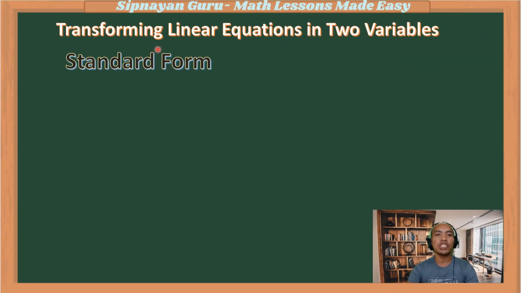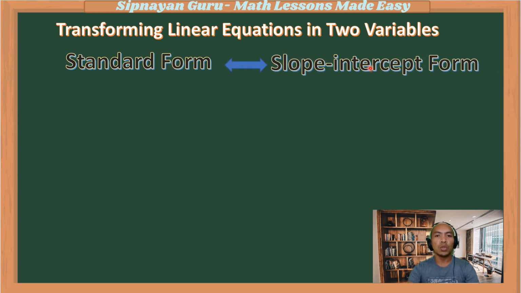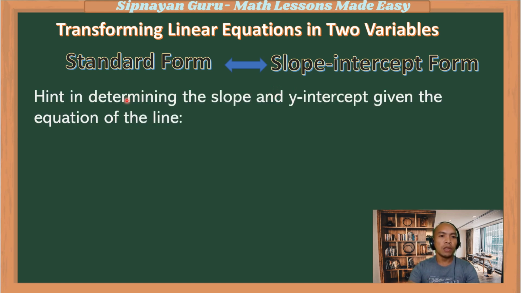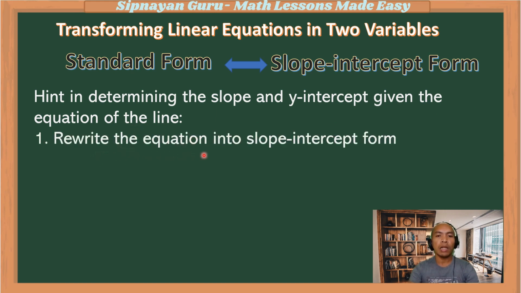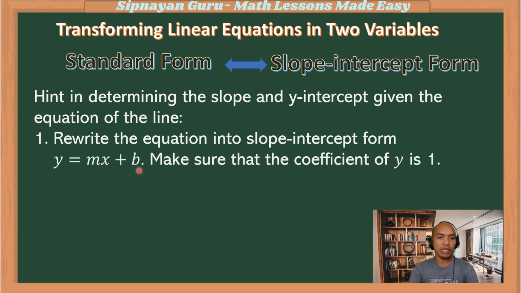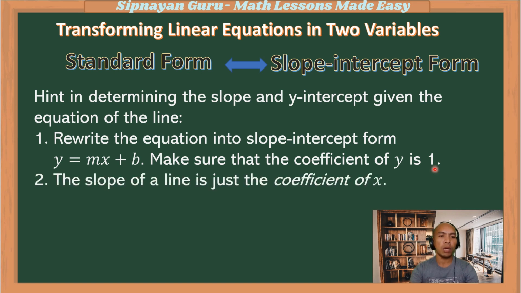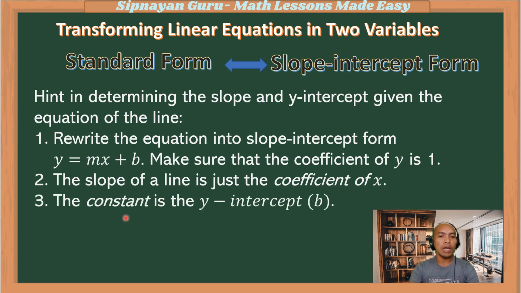How are we going to transform the linear equation in two variables from standard form to slope-intercept form and vice versa? This is a hint: in determining the slope and y-intercept given the equation of the line, we have to rewrite the equation into the slope-intercept form, which is y equals mx plus b, and make sure that the coefficient of y is positive 1. Then the slope of the line is just the coefficient of the variable x, and the constant is the y-intercept.